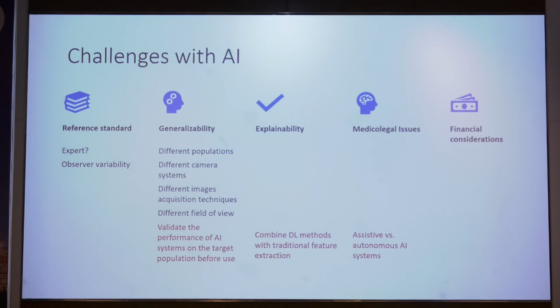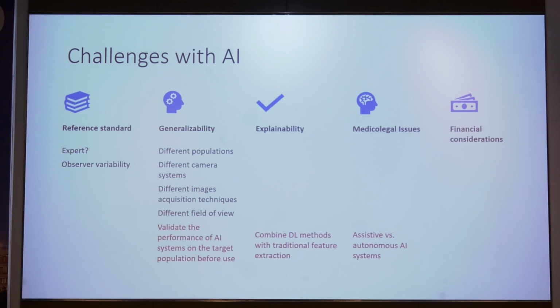So the challenges with AI are, as already been told, that we need to create a reference standard first, which is when 2 or 3 or maybe more experts sit down, analyze the images, and label the images, and then this data is fed into the machine. So there can be an observer variability among the experts as well. So our reference standard itself may be at fault.